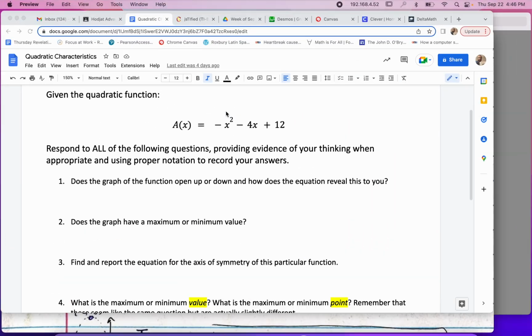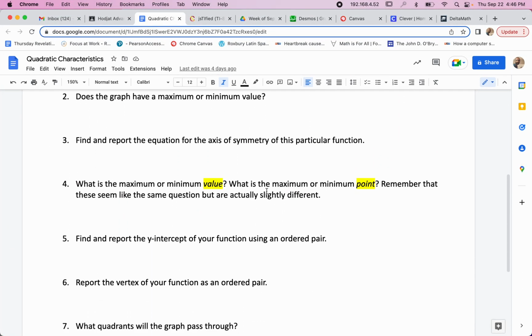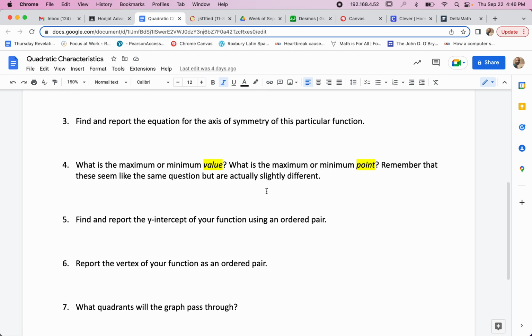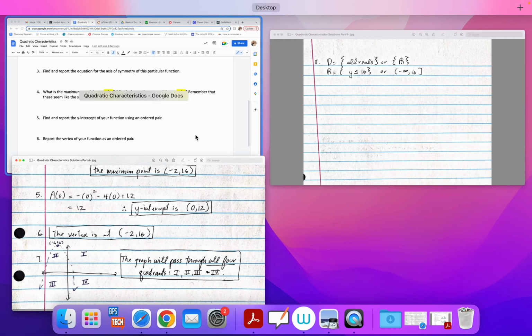Question 6, we already had the answer to. I'm asking you to report the vertex of your function as an ordered pair. Well, when we found that maximum point, we also at the same time found the vertex. The vertex is at (-2, 16).